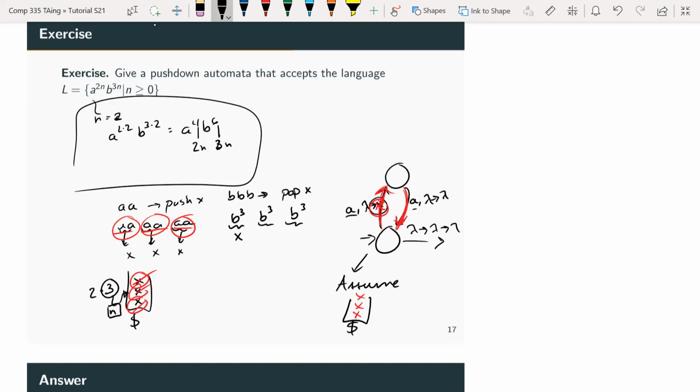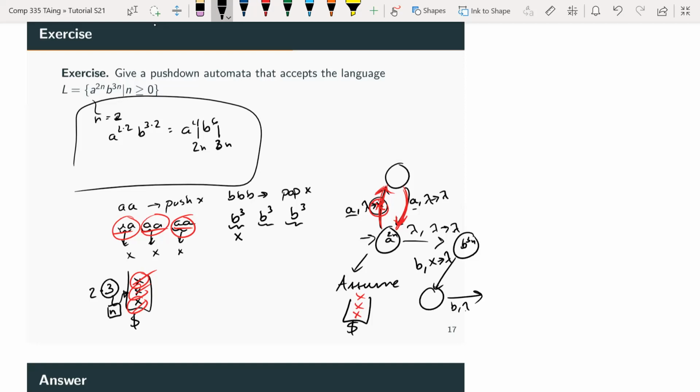you can go to, so this is for your A's, so A to N. Then you can go to your B's, so B to N. And essentially you're gonna do the same thing, but for each triple, so for each 3 B's, you're gonna pop an X. So let's say you read a B, you see an X at the top, you're gonna pop it.